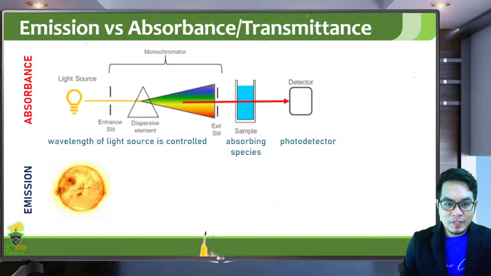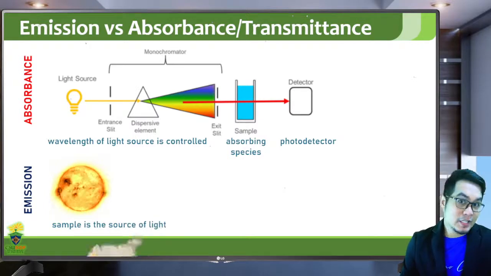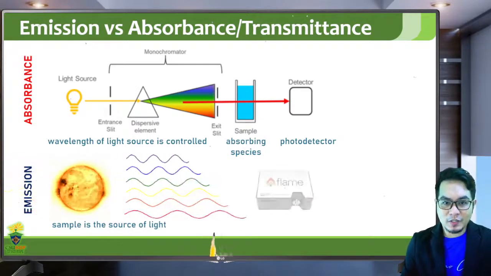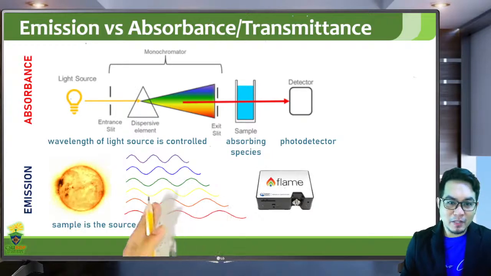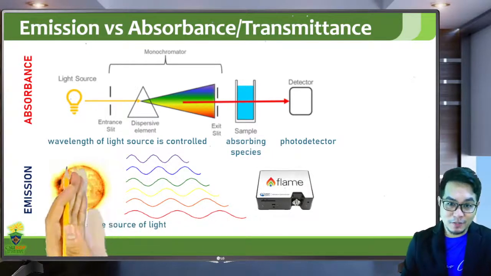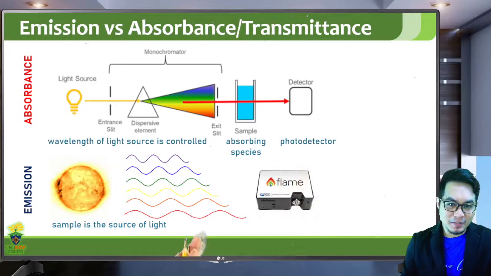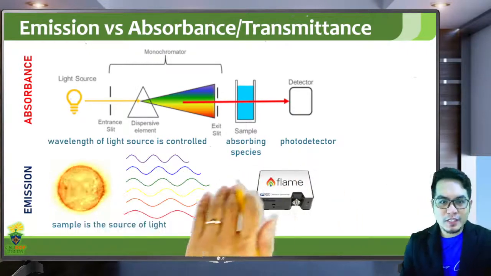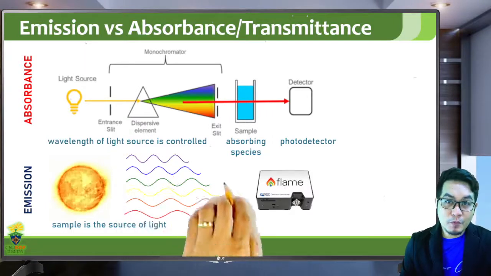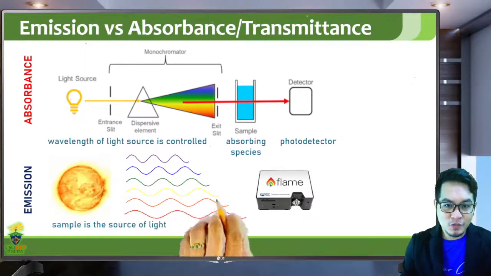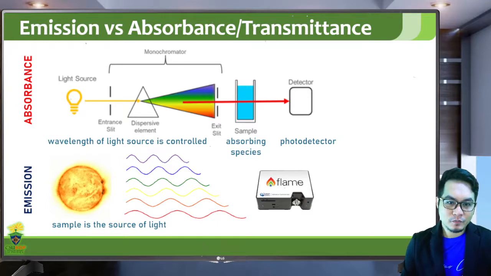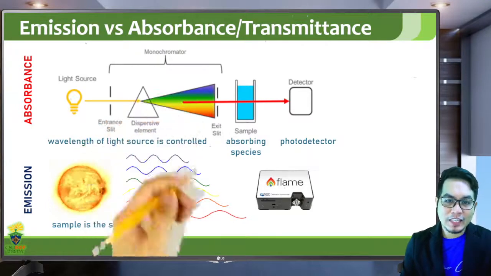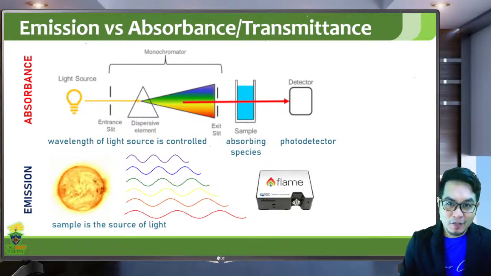Now in emission, the light source is the sample, or the sample is the light source. So there's no middleman between the sample, which is your light source, and your spectrometer or detector. The only difference is that if you want to convert this into an absorbance setup, you put an absorbing species in between to absorb the emitted light, and you control the light one wavelength at a time in the case of absorbance.